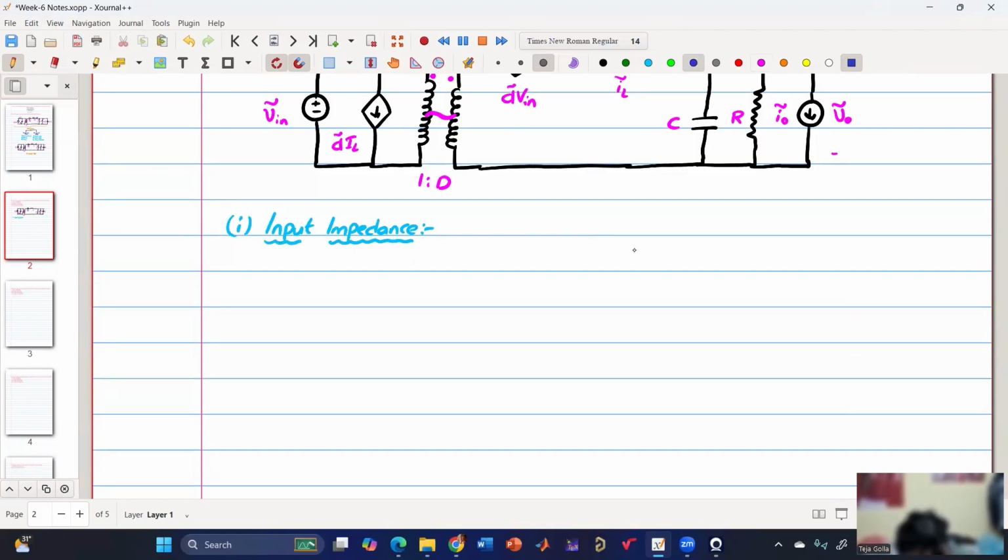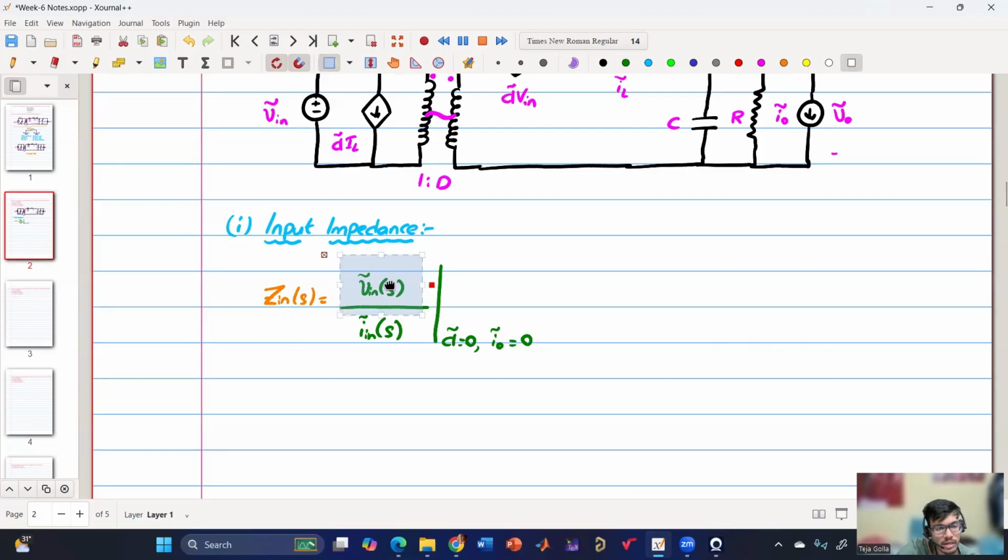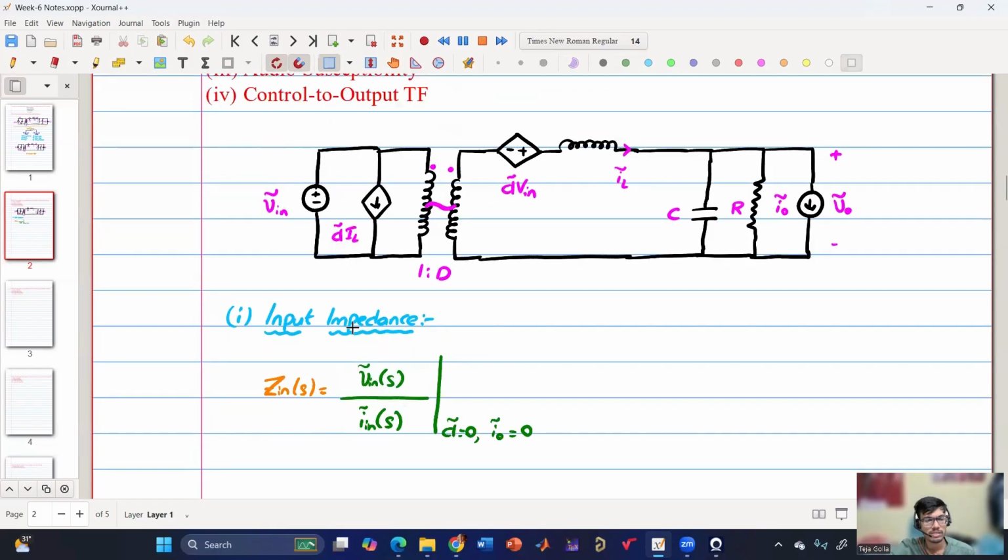Input impedance is defined as Z in of S, which is V in perturb of S by I in perturb of S, when other perturbations are zero. So D perturb is zero as well as I naught perturb is also zero. So the ratio of V in perturb of S with respect to I in perturb of S, when D perturb is zero as well as I naught perturb is zero, will give us the input impedance.